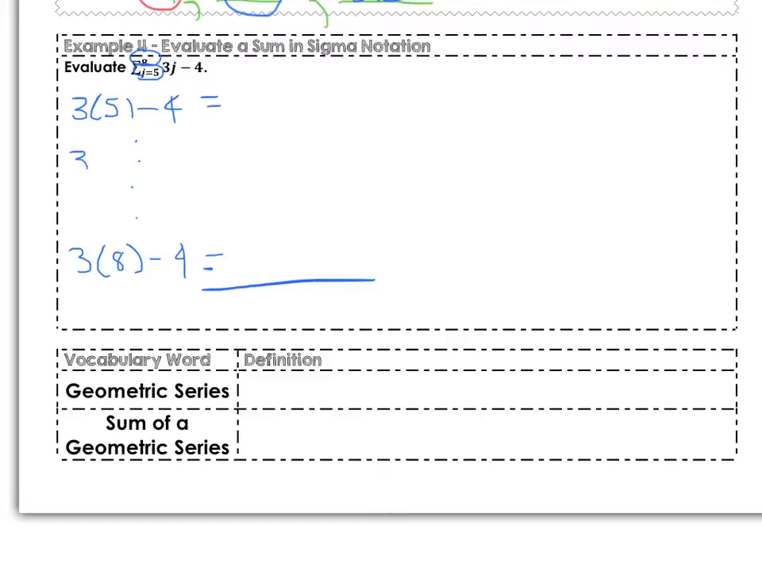So realistically, the only ones I need to plug in also are 6 and 7. And then I'm going to find what each of those values are equal to. Well, 3 times 5 is 15. 15 minus 4 is 11. 3 times 6 is 18. 18 minus 4 is 14. 3 times 7 is 21. 21 minus 4 is 17. 3 times 8, that's 24. 24 minus 4 gets me 20.